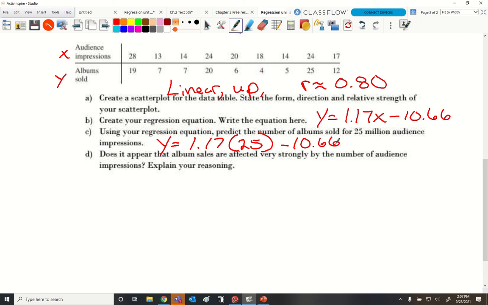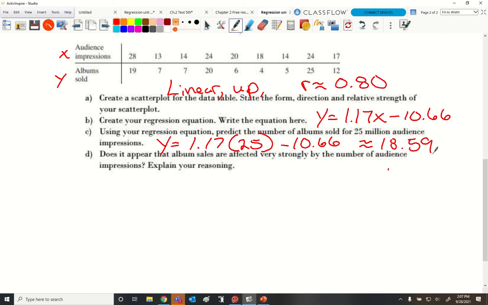So let's see what we get now. 18.59? Do you people agree? Yeah. Does everyone agree? Okay. So is that pretty easy to do now? So the key part to this is reading what is being input. It's either going to be the X value or we're solving for the Y value.